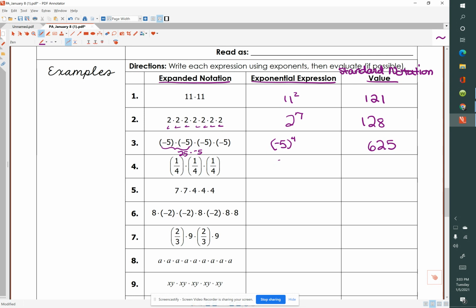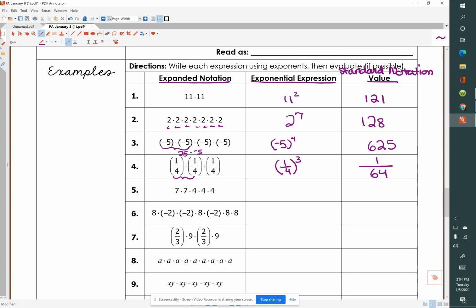1/4 times 1/4 times 1/4 is 1/4 to the third power. I think the easiest way to do this, you could multiply the first two numbers and then take the answer and multiply it by the third. Or you could say 1 times 1 times 1 is 1. 4 times 4 times 4 is 64, and those are positive numbers. So that would be 1/64.